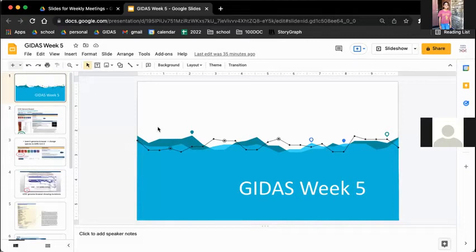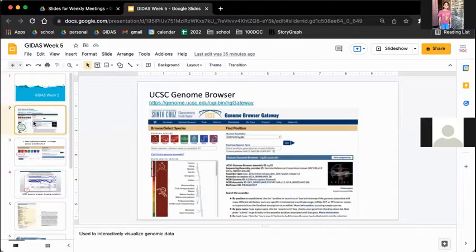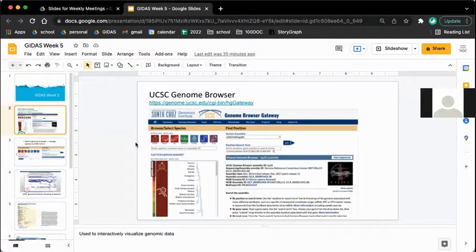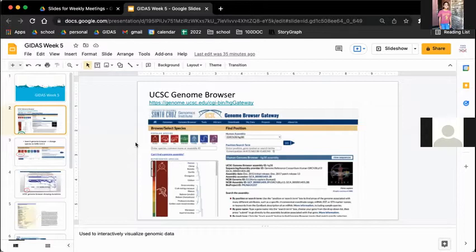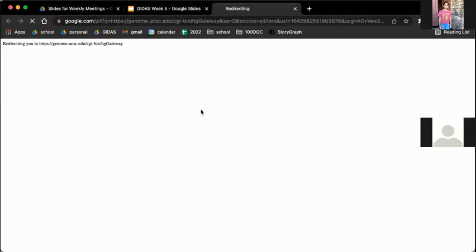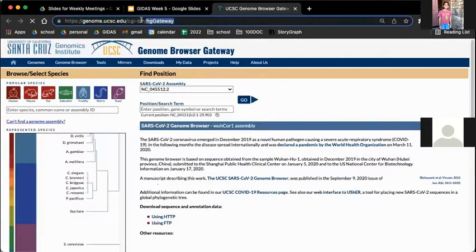Okay, so today we will be talking about some resources we're going to be using, not just for research, but in general for researching about genomes. And so today we'll be learning about the UCSC Genome Browser. So if you could go to this website.